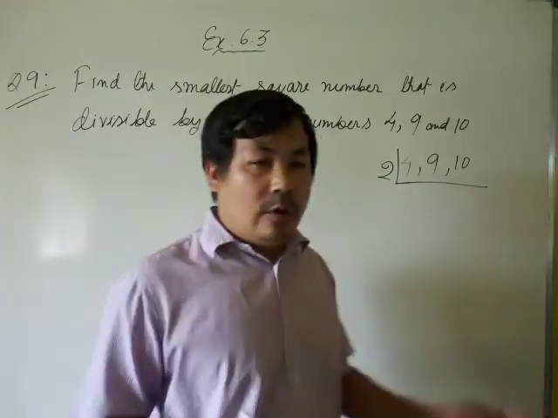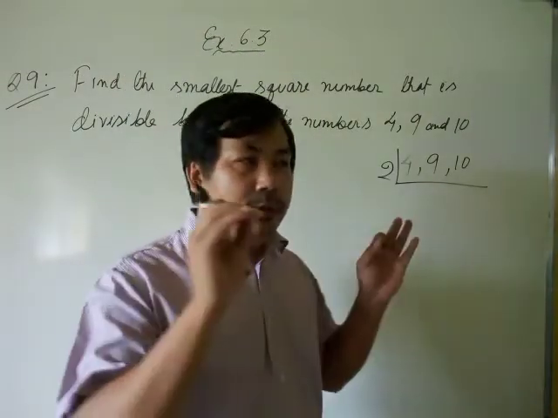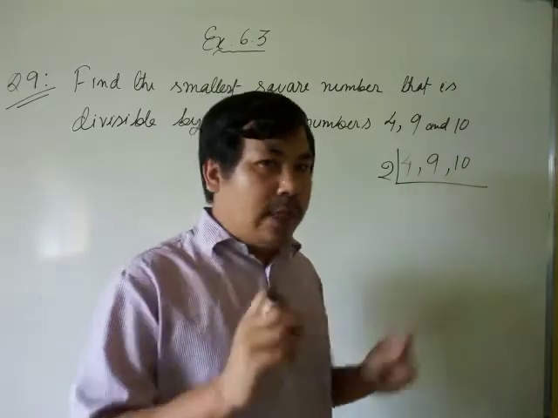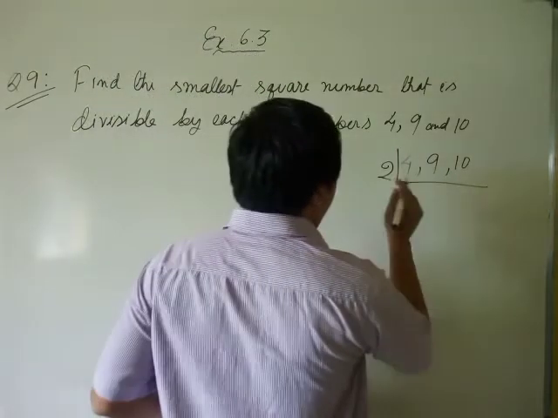Okay, now we are going to take the LCM of these numbers. Let us see. We'll take the LCM and we have to check whether the LCM is a perfect square or not. If it's not a perfect square, then we have to make it a perfect square. How we make a perfect square, we know that, isn't it? So let us take the LCM of these numbers now.